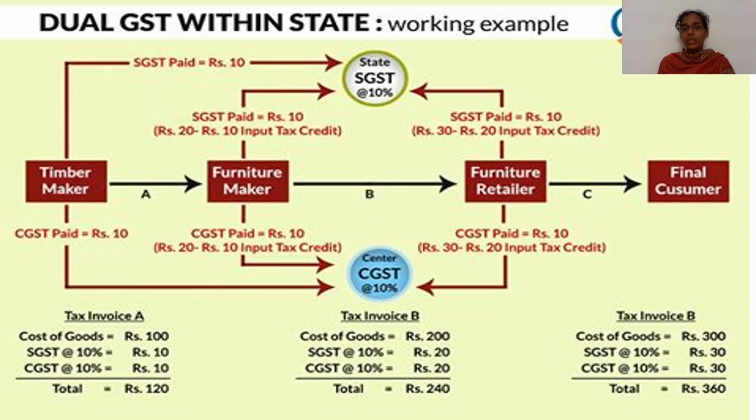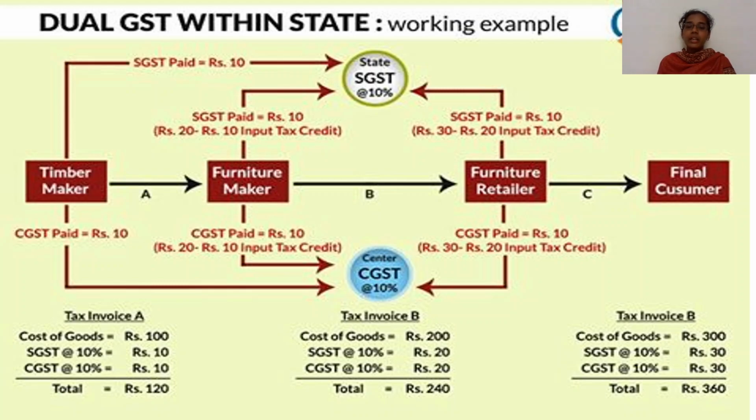So let's understand this with a working example. Here, let's take an example where the timber maker is making a sale. On his sales, he is collecting GST. He is making an intrastate transaction where he is supplying within one particular state. On that sale, both CGST and SGST would be charged. In this case, you can look at the example where he is charging CGST of 10 rupees and SGST of 10 rupees on the sales that he has made. He is selling to the furniture maker.